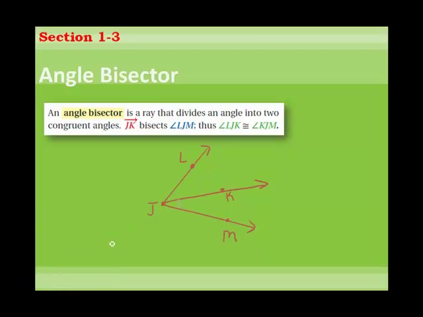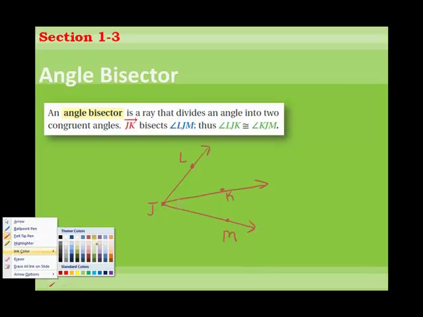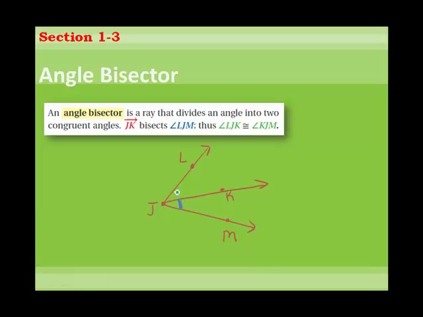This angle here, bad color choice. Sorry, guys. Let me see if I can choose another color that's better. So that means this angle here is now congruent to this angle here. Or you can put two little tick marks there saying that those two angles are congruent. So that means ray JK would be your angle bisector.